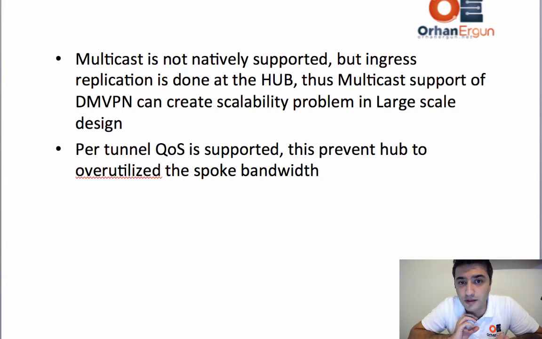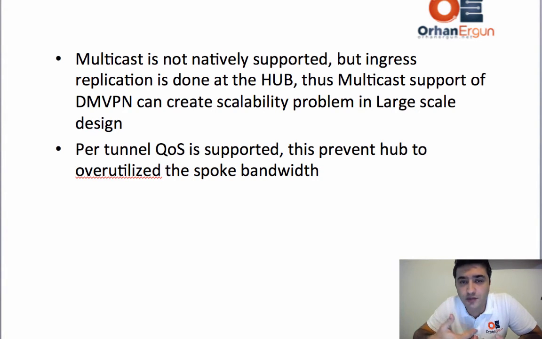Basically, on the hub, it causes more CPU and more memory utilization. So ingress replication is a resource intensive process. Quality of service also is supported with DMVPN. And the good thing is, on the hub, per tunnel quality of service is supported.